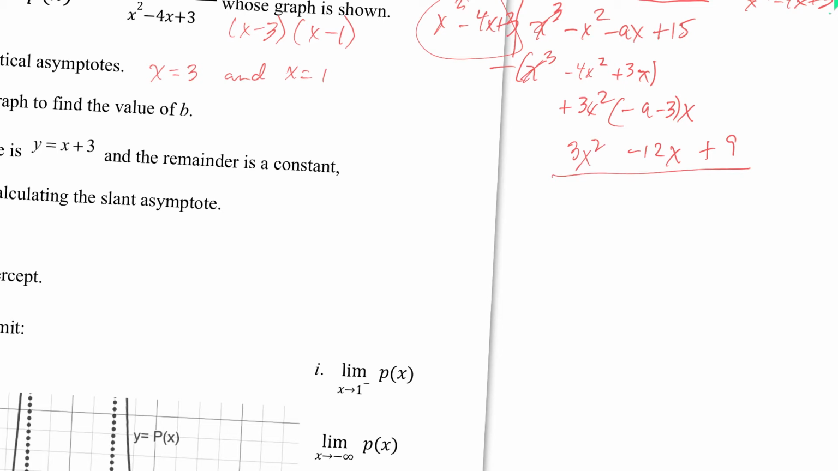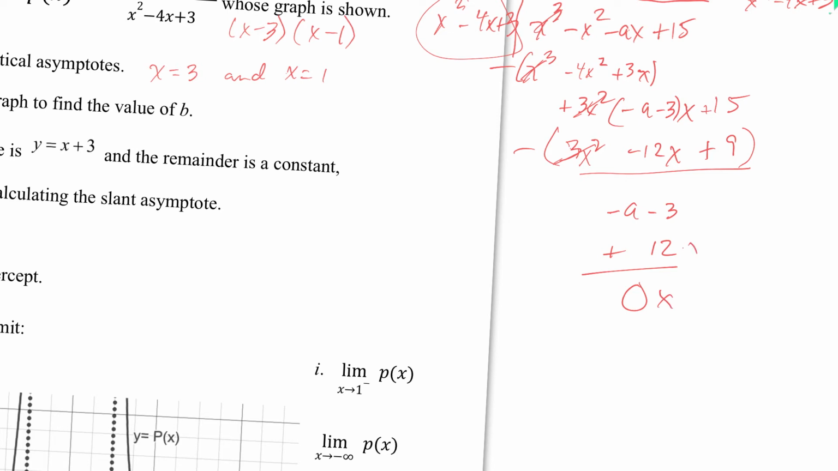Now, it was given that the remainder is a constant term. So this means that when I subtract this entire thing, and this part may be confusing, I'm going to have 3x squared minus 3x squared. That's going to go away. Then I'm going to have negative a minus 3, so minus a negative 12. So negative a minus 3, okay, plus 12, and this has to equal 0x.